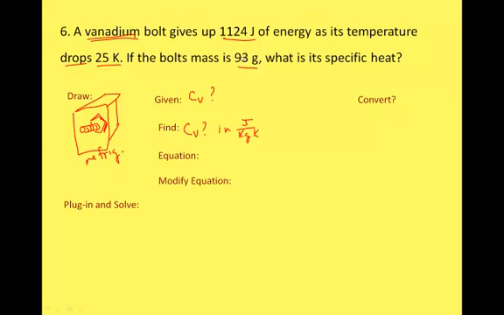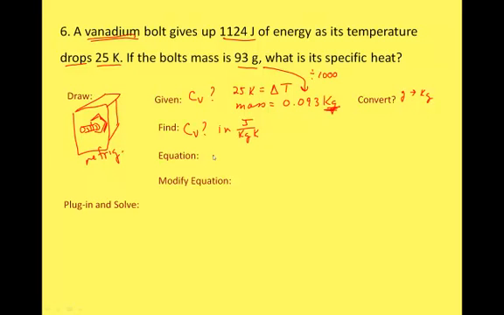Oh, we have grams up here, so that's one conversion we need to do. Just make a note in here: we have to go grams to kilograms. So we have a drop of 25, so 25 K is going to be equal to a drop. That's a change in temperature, so that one's taken care of. We have a mass equals 0.093 kilograms, because we're able to convert by dividing by 1,000 to get the kilograms.